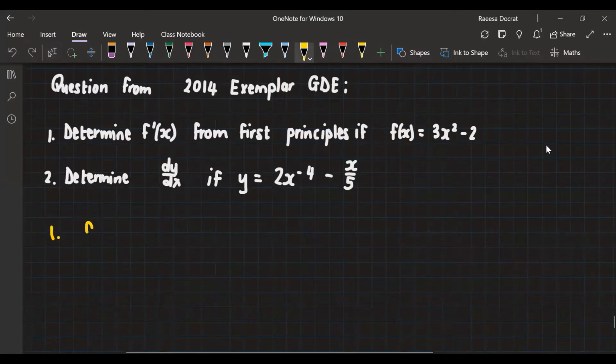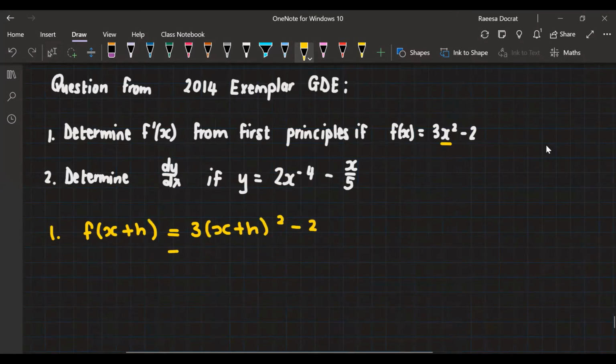The first step is for us to get f of x plus h. To get f of x plus h, in every place that we see x in the original equation, we replace it with x plus h.